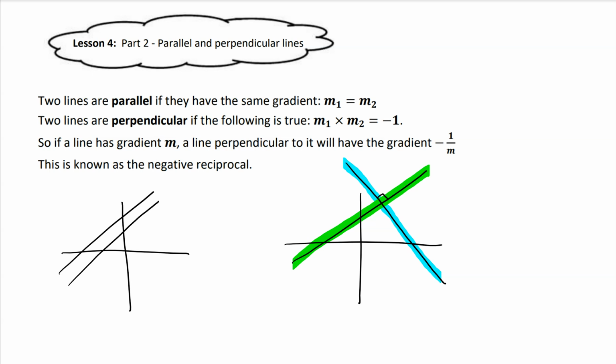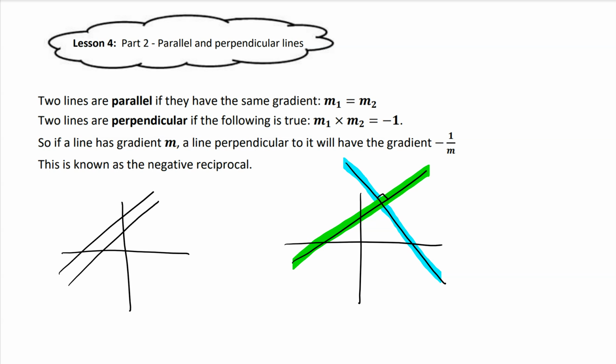So basically we take that gradient and then we find the inverse of it, so just do 1 over it, and then change the sign of it. Okay, so that's the negative reciprocal. To give you an example, if the gradient of a line is 4, the perpendicular gradient will be minus 1 over 4. Okay, see what we've done there? We've done the reciprocal, so the reciprocal of 4 is 1 over 4, and we've changed the sign of it to negative.